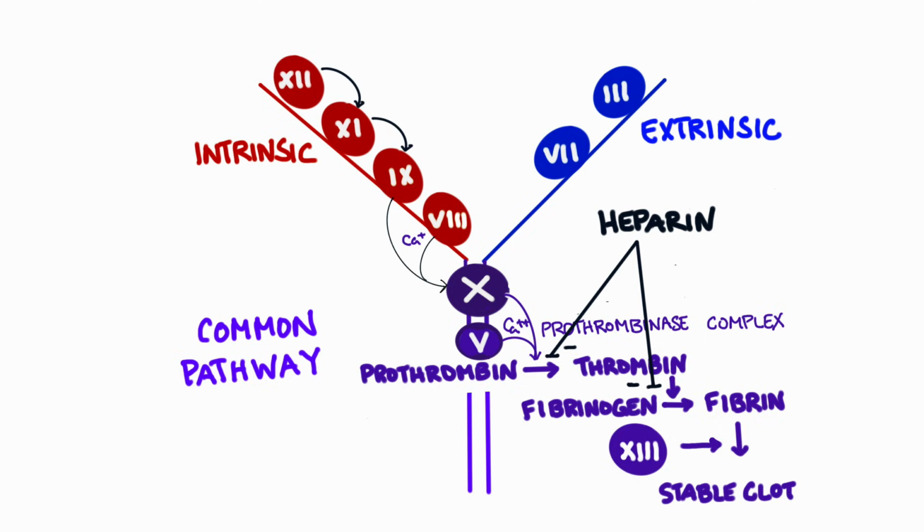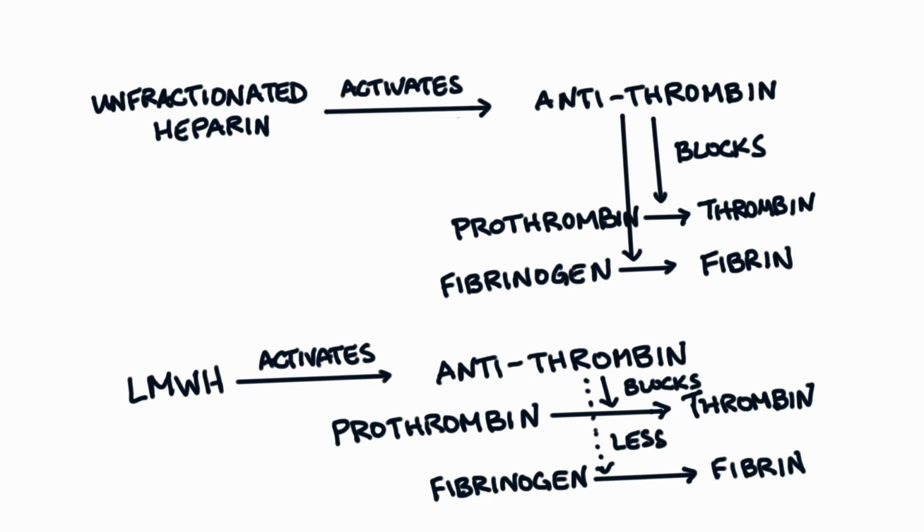All right, let's talk heparin now. Heparin blocks the transition of prothrombin to thrombin and fibrinogen to fibrin. So basically, it blocks the final common pathway. But heparin does not act directly on the coagulation system. In fact, what it does is it activates antithrombin 3, which blocks the conversion of prothrombin to thrombin and fibrinogen to fibrin.